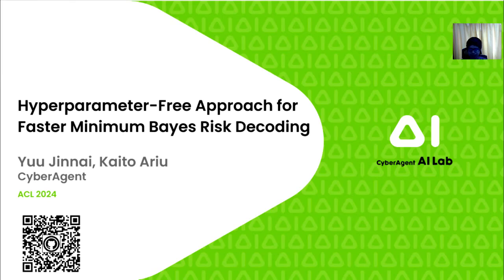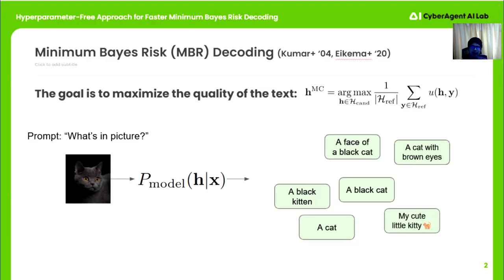Let me talk about a hyperparameter-free approach for faster minimum Bayes risk decoding. So what is minimum Bayes risk decoding, or MBR decoding? The idea is to maximize the quality of the text, and here is the equation, but you don't need to remember this equation exactly.